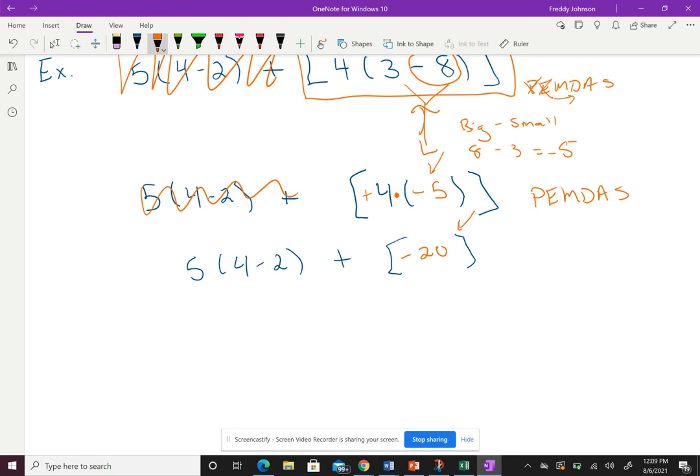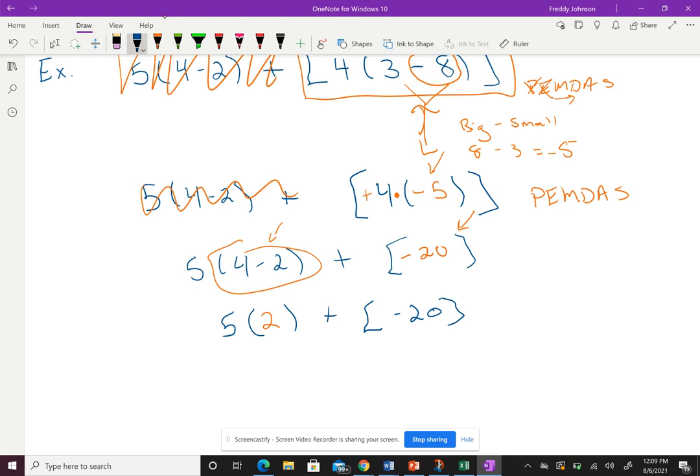These parentheses are done. Why? Because there's nothing else I can do, but I can simplify this. So now I'm going to come here and simplify this. Oh, 4 minus 2, that's 2. Didn't touch the parentheses, so bring them down. Didn't touch the 5, bring it down. Bring down the plus, bring down the minus, -20. Okay, so now one's here.